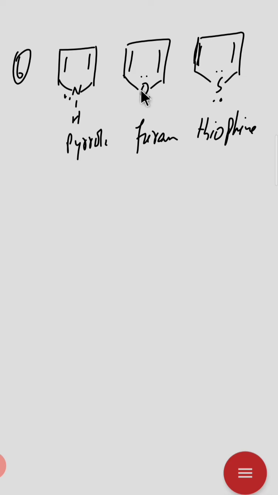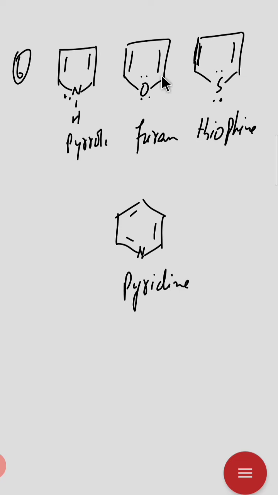As a trick, remember all these three compounds, and there is one more. This is called pyridine. All these 4 compounds are aromatic. Let me explain why.